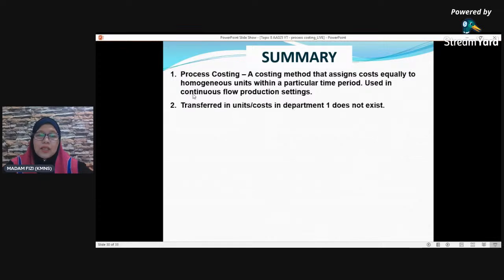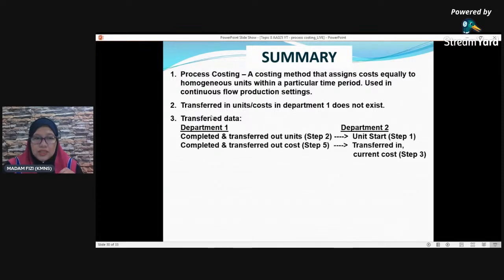produce. Okay, and then transfer in unit or cost in Department 1 does not exist. Betul tak? Sebab Department 1 adalah department yang mula-mula, so tidak ada transfer in cost ataupun transfer in unit. So yang ada transfer in cost atau transfer in unit ni adalah dekat department seterusnya. Okay, so in Department 1, yang ada adalah completed and transferred out unit.